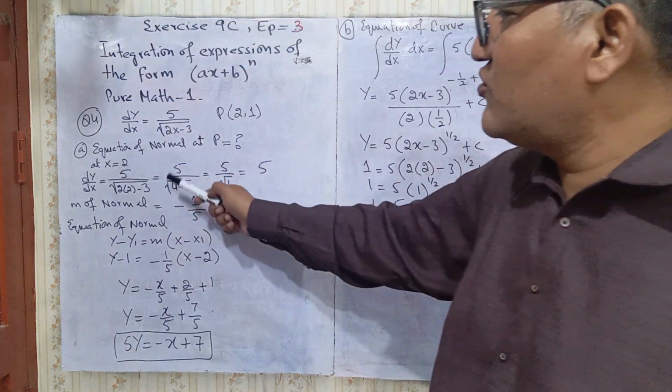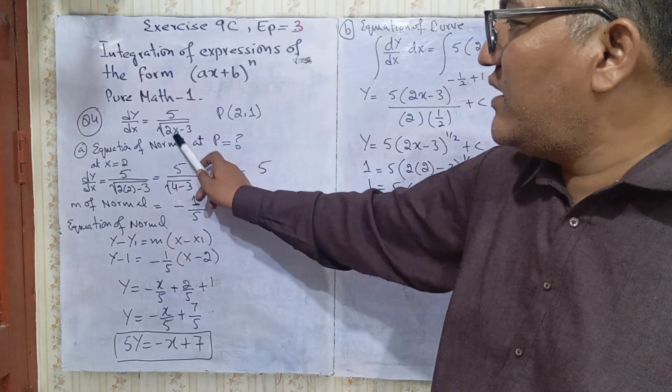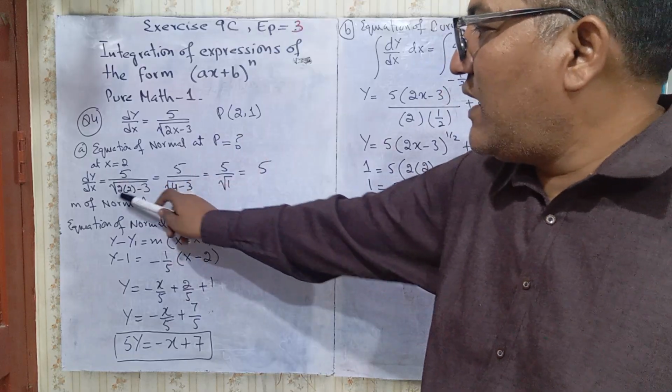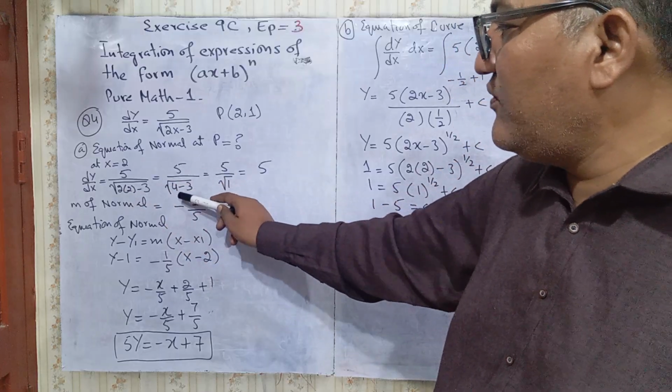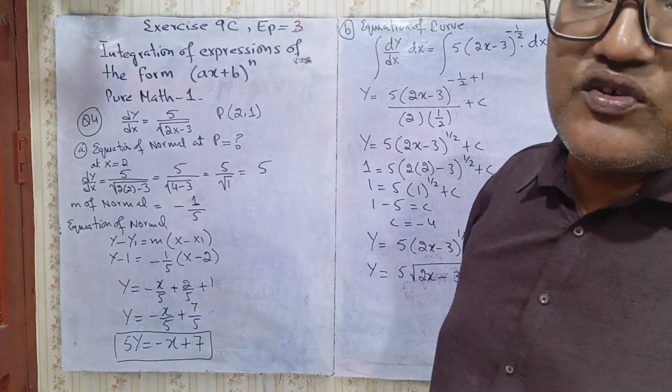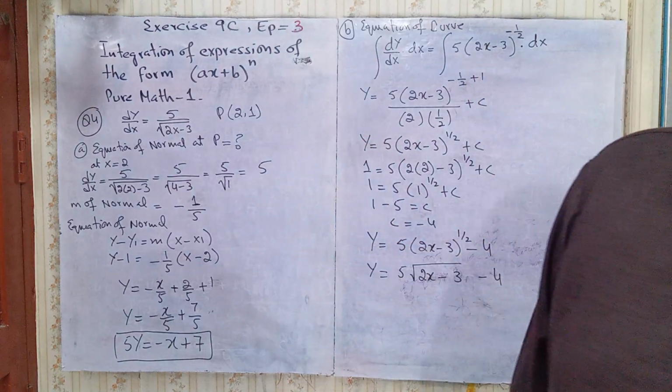So at x equals to 2, the dy by dx, put x equals to 2 here. So 5 by under root 2 into 2 minus 3. So that's 5 by under root 4 minus 3, which is 1. Under root 1 is also 1. So 5 divided by 1, that's 5. This is the gradient of the tangent.